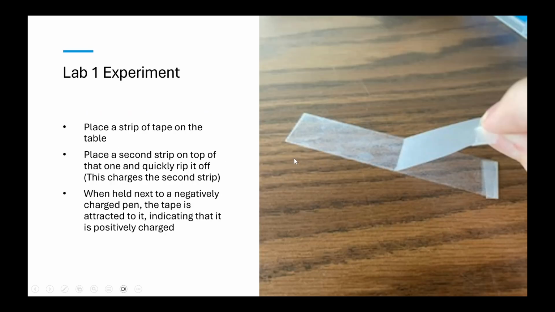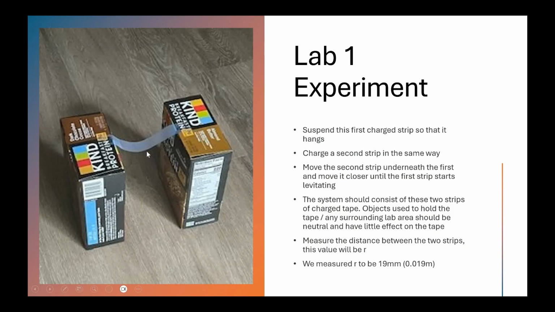For the Lab 1 experiment, we charged each piece of tape by stripping it off another piece of tape. When held next to a negatively charged pen, these pieces of tape were attracted to it, indicating that they were positively charged. We then suspended one piece of tape and levitated it by moving a second piece of tape underneath it. By measuring the distance in between the two pieces when the first tape started levitating, we could obtain a value R to plug into the equation. We measured R to be 19 millimeters.